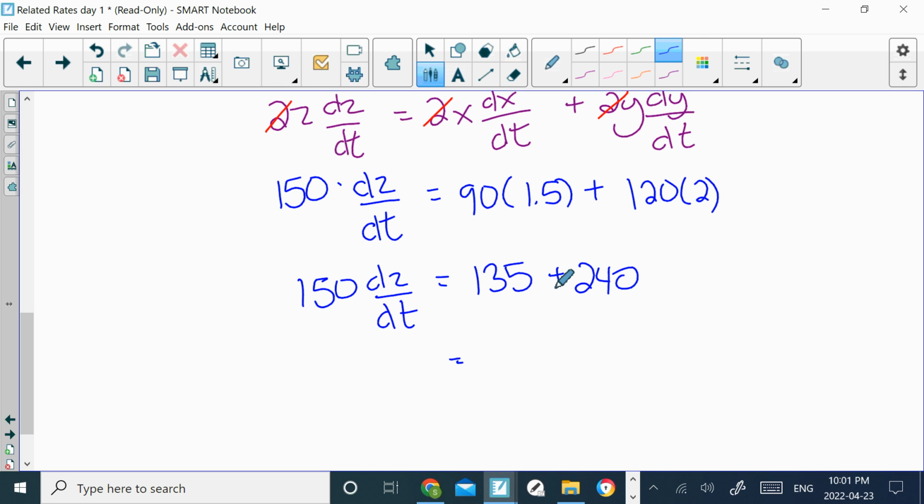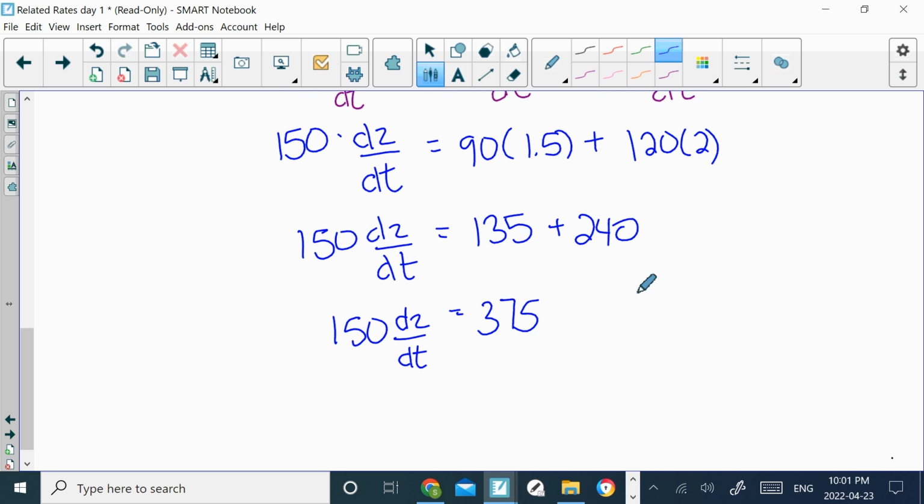135 plus 240 is 375. So I have 150 dz/dt is equal to 375. If you divide both sides by 150, you will isolate dz/dt, and we will get an answer of 2.5. And the units will be the same as dx/dt or dy/dt, so meters per second.